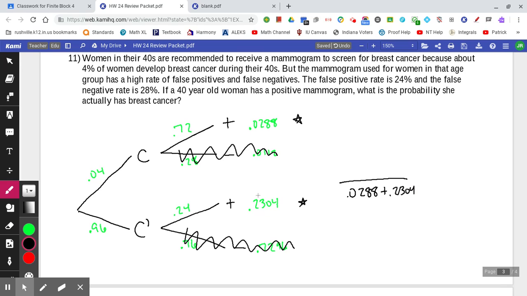And our numerator, then we need to figure out what we're going to include. And it says, what's the probability that she actually has breast cancer? So that's going to be this one. So that's going to be 0.0288 divided by this sum. And using a calculator, that reduces down to 1/9.